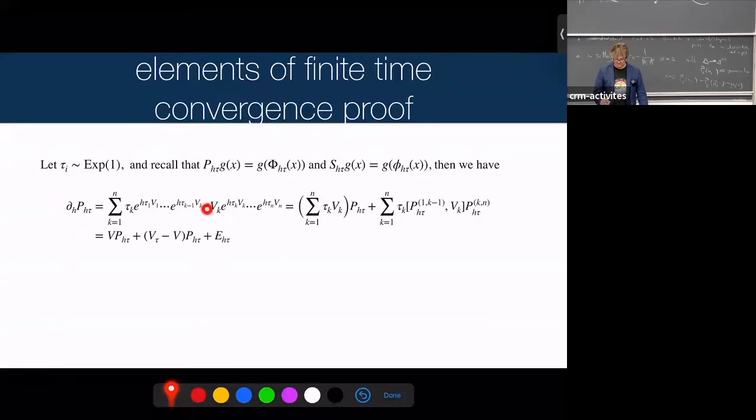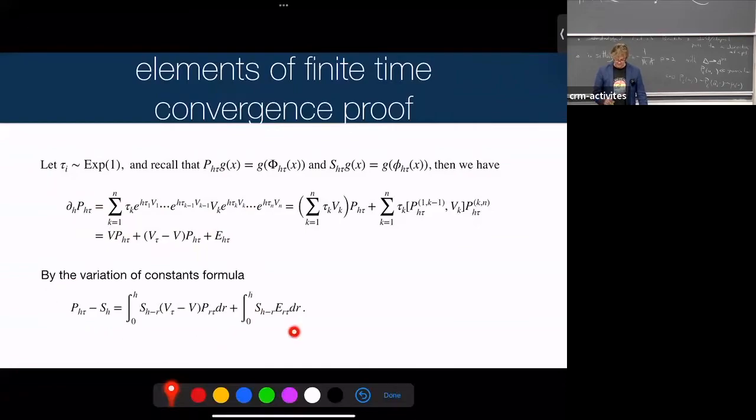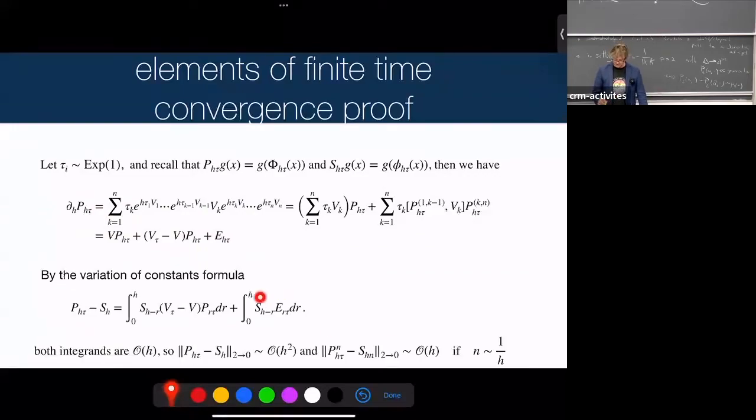you get this V dropping down when you differentiate. And then you commute it all the way out, and you actually get the original vector field you wanted, plus some error term. Then you use Duhamel to say that the randomized one minus the original one is just this thing on the right-hand side. And you show that these things have the right order, and you prove it that way.